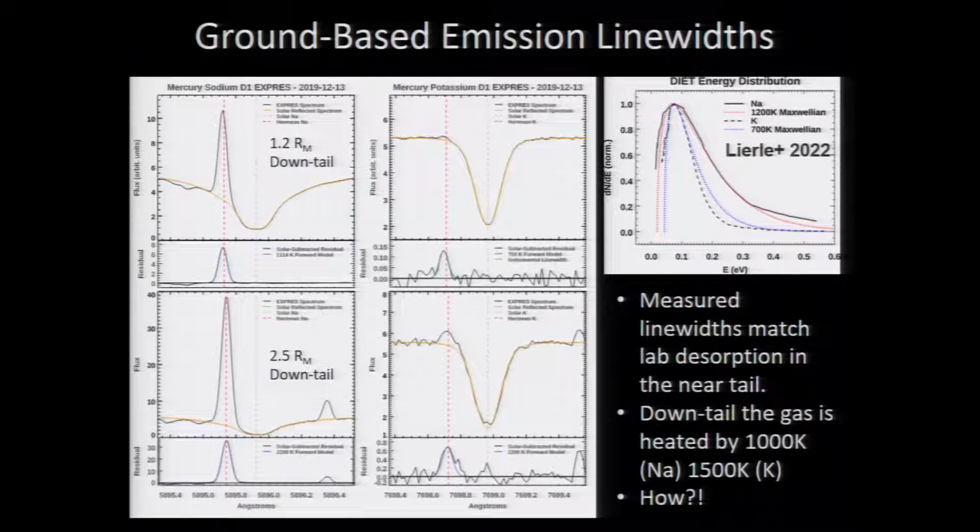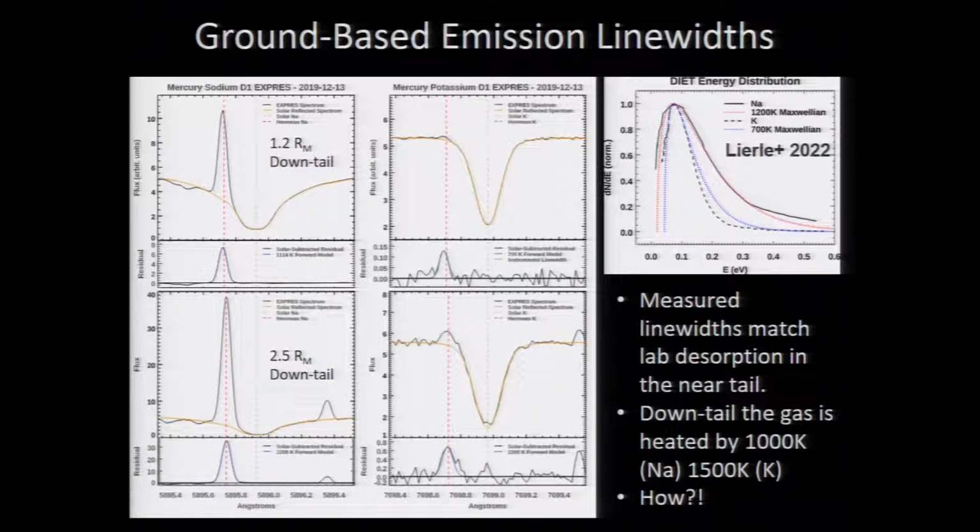So here's a measurement just behind the terminator, behind the day side, where the temperature that we get matches the scale height and what we expect, somewhere around 1100 Kelvin, 1200 Kelvin for sodium. It's colder for potassium here. That line width in potassium and sodium nicely matched the laboratory measurements by Yakshinsky and Madey for photodesorption or electron-stimulated desorption. They call it DIET, desorption induced by electron transfer.